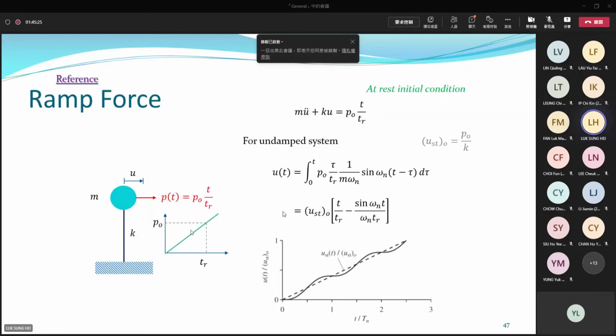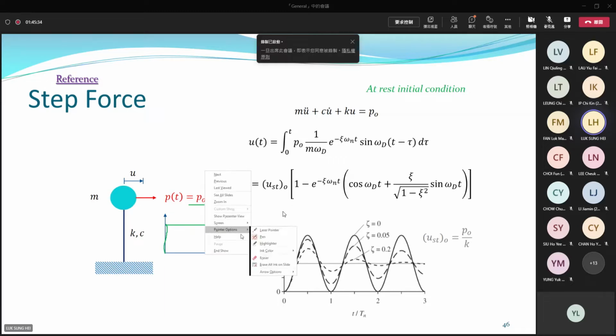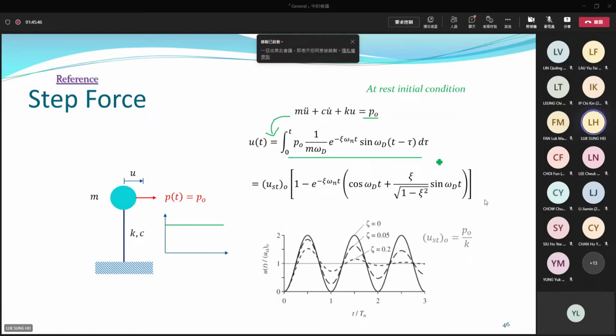How do we find out the result of a structure under step force? Well, you can use the Duhamel integral. If you're good in mathematics, you can substitute P equal to P0, a constant force, and then put it into the Duhamel integral. If you're good in math, then you can find out the result for these integrations.